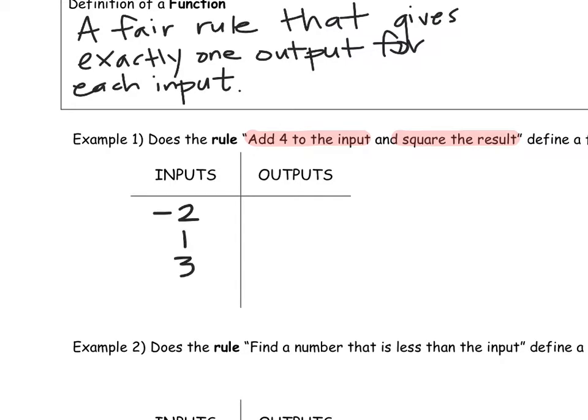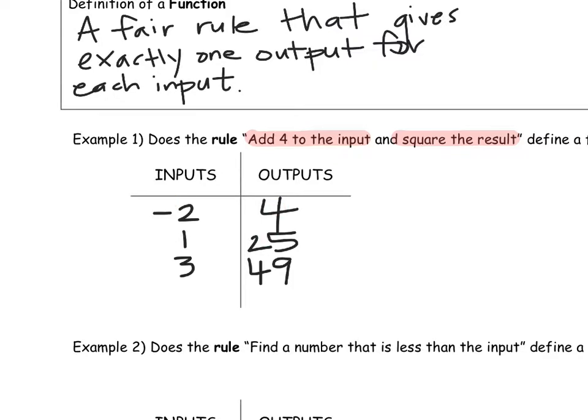I'm going to start with -2. I'm going to add 4 to -2. -2 plus 4 is 2. Then I'm going to square the result. 2 squared is 4. Now I'm going to do the same thing with 1. 1 plus 4 is 5, and 5 squared is 25. Now I'm going to do 3. 3 plus 4 is 7, and 7 squared is 49. So far, every input has exactly one output.